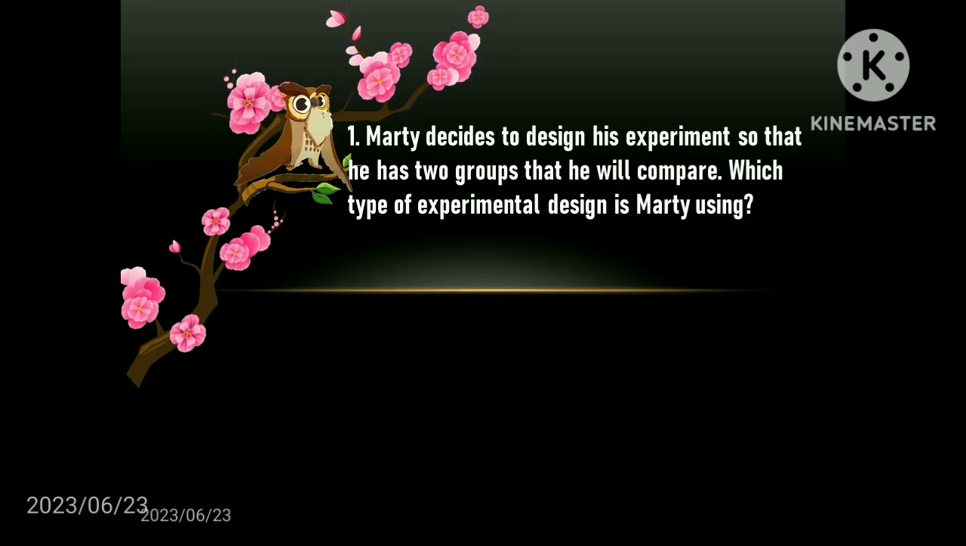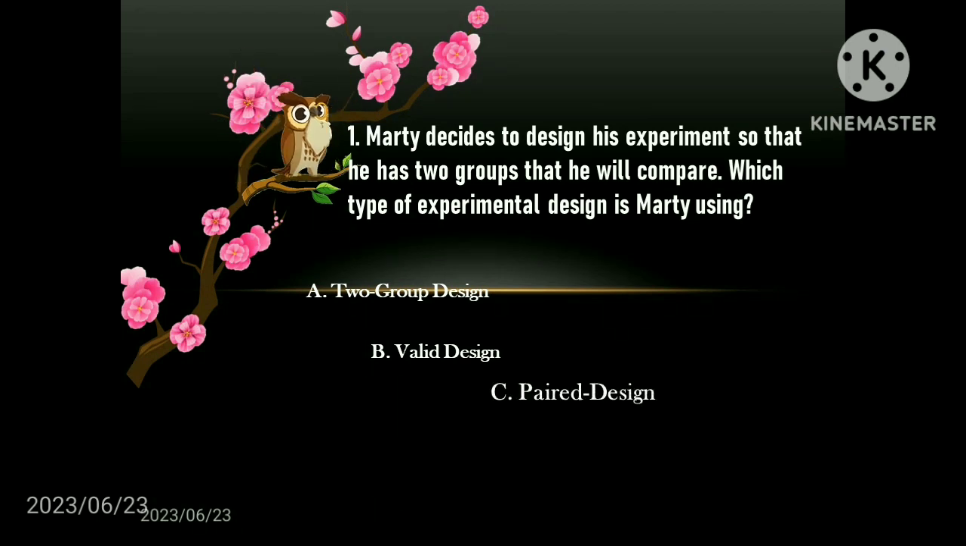Marty decides to design his experiment so that he has two groups that he will compare. Which type of experimental design is Marty using? Letter A, two-group design. Letter B, valid design. Letter C, pair design. And letter D, multiple group design. So, what will be our answer?